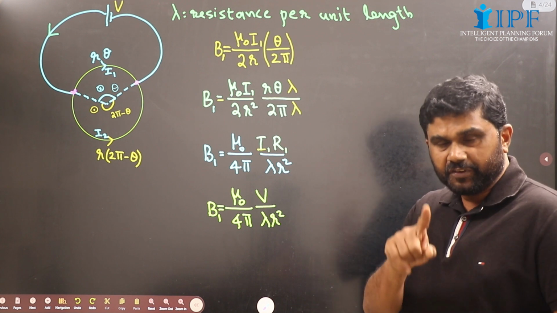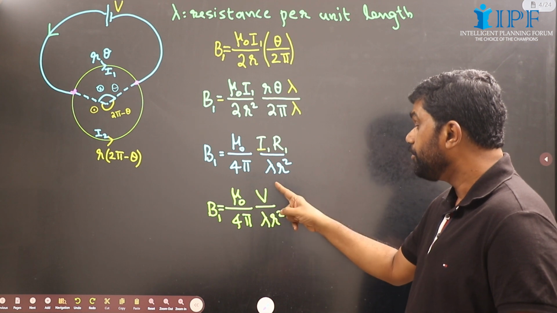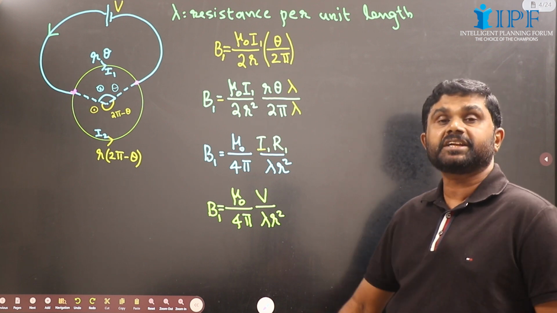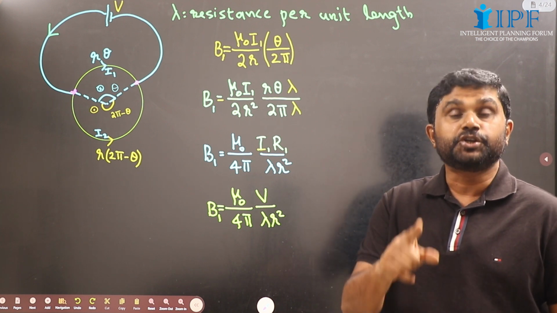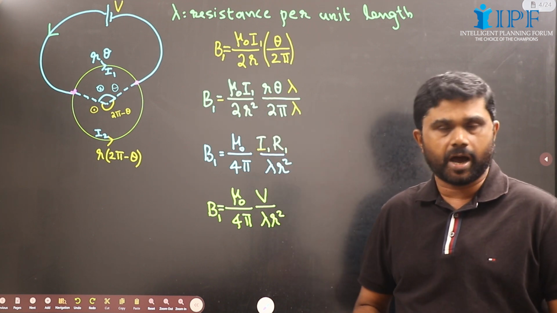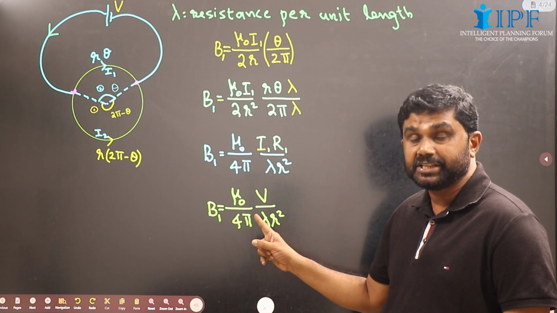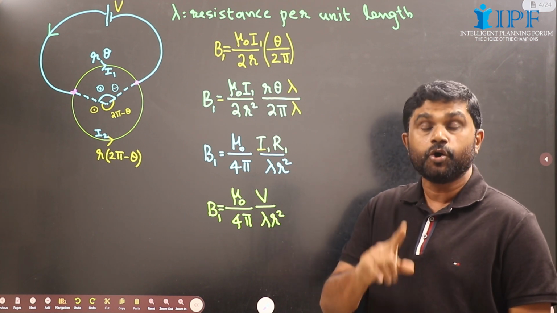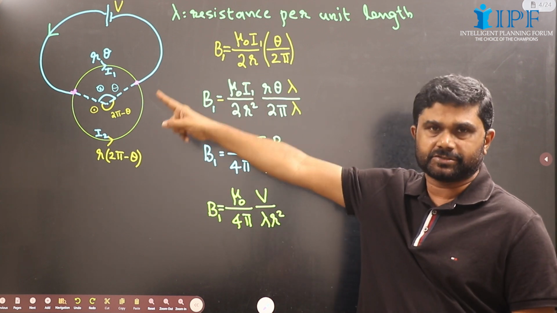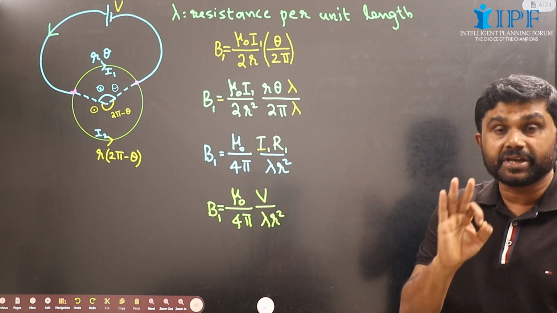So the magnetic field at the center of the loop due to the upper arc is mu 0 by 4 pi, V by lambda R square. Now let us find the magnetic field at the center due to the lower arc. What is the difference between the upper arc and lower arc? There is a difference in the angle subtended. But in the expression there is no angle subtended at the center, or let us say the magnetic field is independent of the angle subtended at the center in this particular case. The currents through the 2 arcs are different, but current also does not appear in the expression.